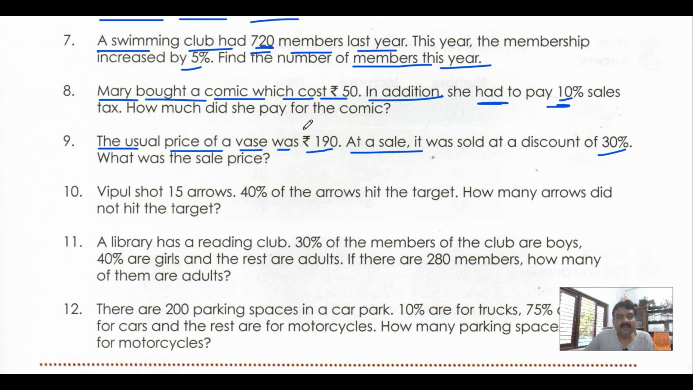Its price is rupees 190. At a sale, it was sold at a discount of 30%. Okay, so we'll see now. The usual price of a vase was rupees 190.